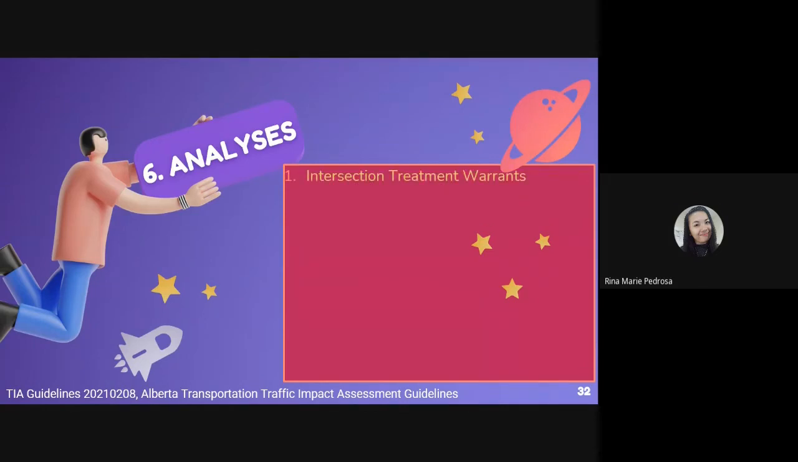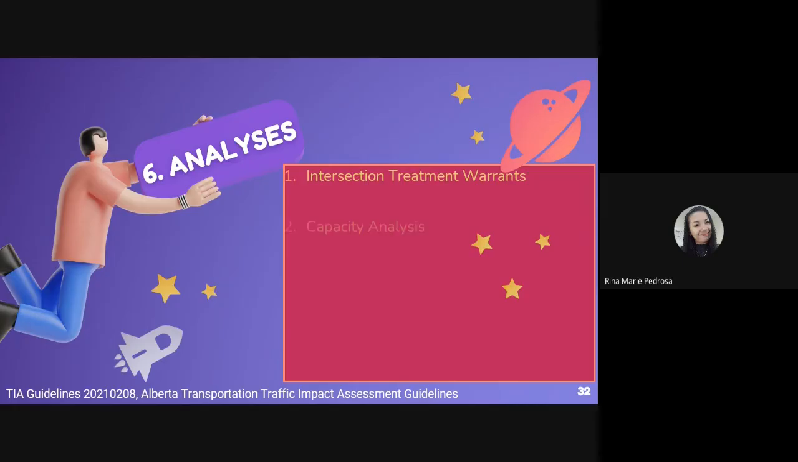So here are the analysis. First, we have the intersection treatment warrants. So here, the intersection treatment warrant system has been prepared to assist designers in choosing the appropriate intersection treatment based on the main and intersecting road volumes. However, designers still need to carefully review each proposed intersection to ensure all potential problems are addressed.